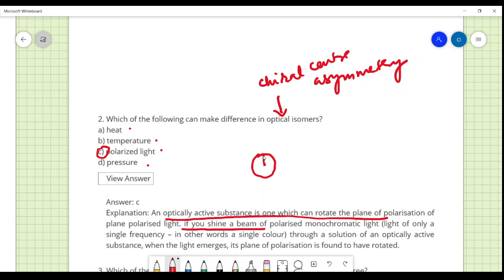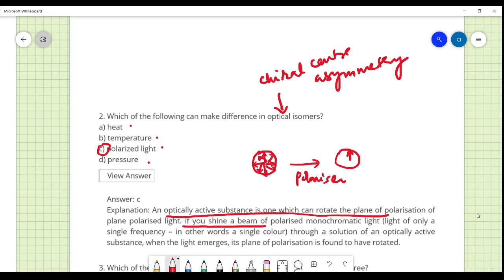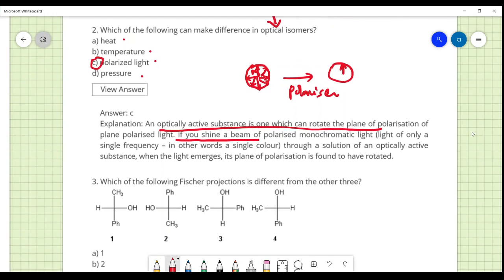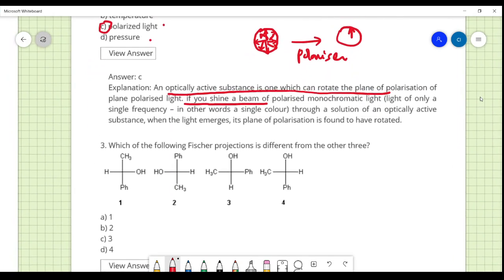It can be represented like this: unpolarized light having its vibrations in all directions. But when you pass it through the polarizer, the plane polarized light will have only one direction. So it has to be passed through this polarizer. This is a property that can be shown by the optical isomers, that is, the asymmetric chiral carbon atom only. Okay, so the next question is: which of the following Fischer projections is different from the other three?